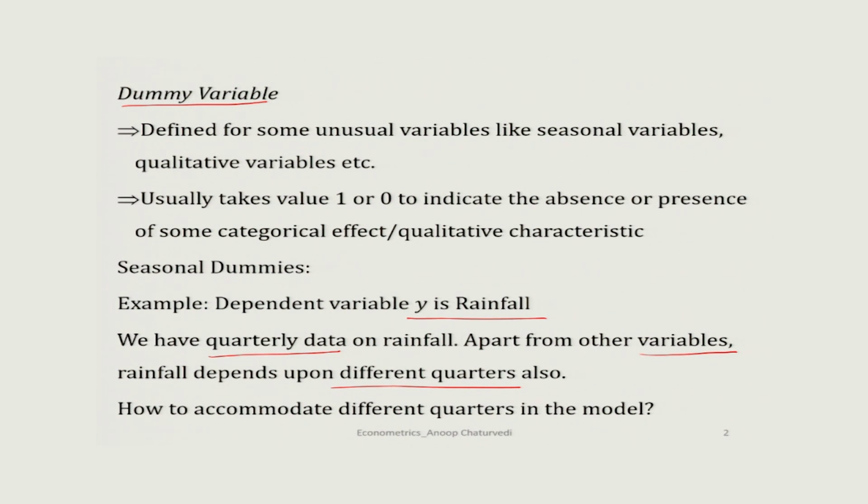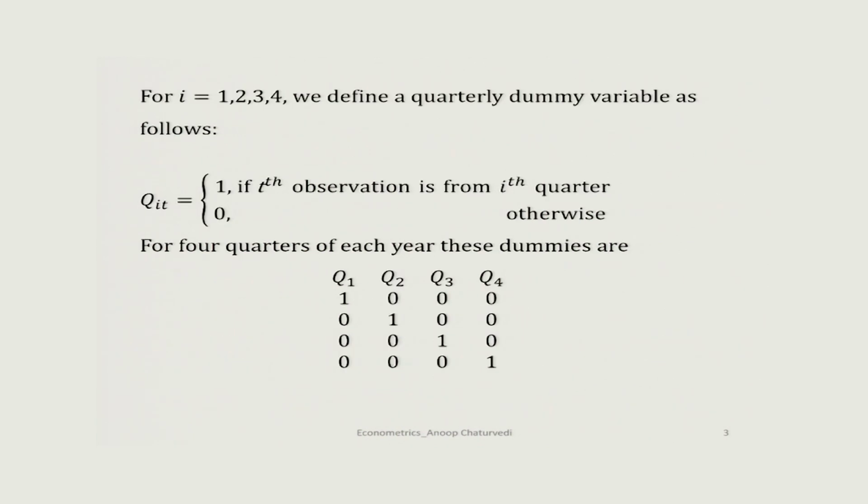The problem is how to accommodate different quarters in the model. So we define different dummy variables for different quarters. Say for i equal to 1, 2, 3, 4, we define a quarterly dummy variable as follows. Say Q_it is equal to 1 if the t-th observation is from the i-th quarter and 0 otherwise. Say for 4 quarters, you have Q1, Q2, Q3, Q4. Now, suppose some observation is from Q1, the first quarter. If the observation is from the first quarter, then you take Q1 equal to 1, Q2 equal to 0, Q3 equal to 0 and Q4 equal to 0.